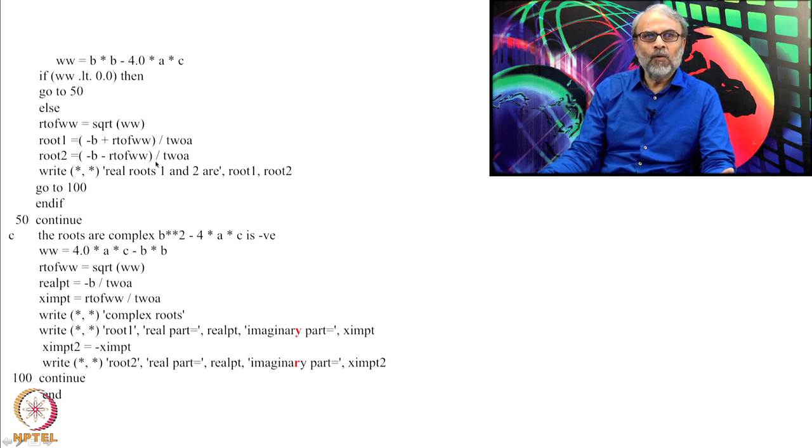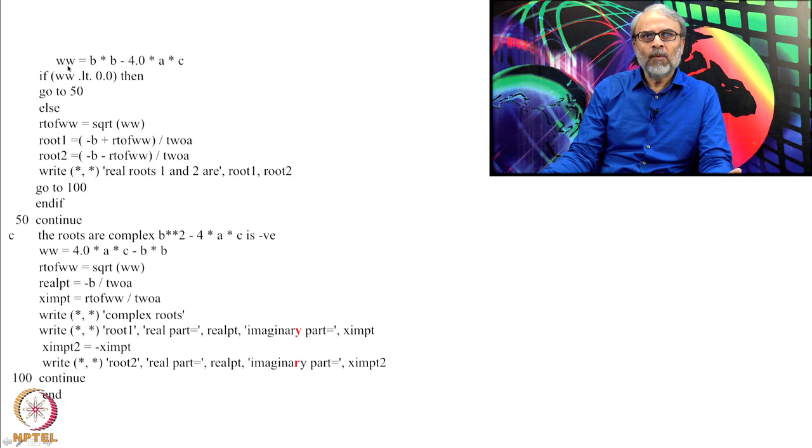Similarly, this is my second root. What is the second root? Minus b minus square root of b square minus 4ac divided by 2a. So, these are my two roots. I just write those two roots and say that these are real root 1 and root 2. So, you have finished the calculation for real roots. Again go to 100. Now, what is this 100? 100 continue end. So, this signifies the end of the program.